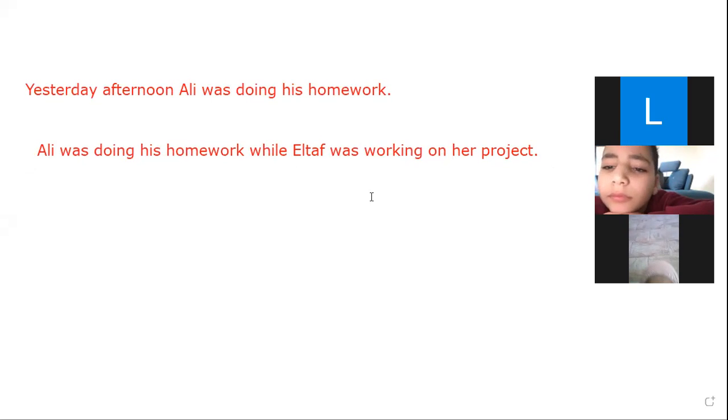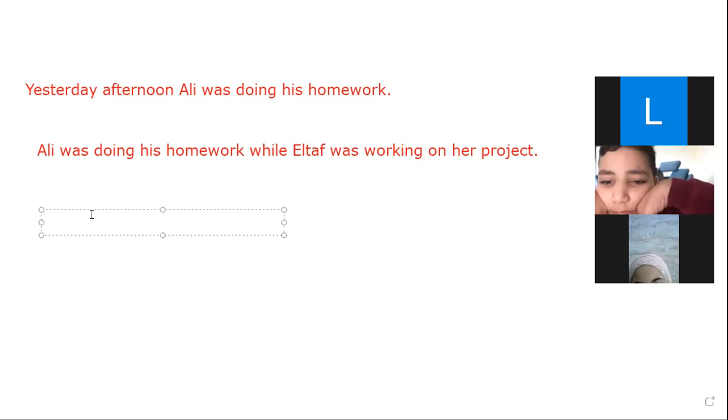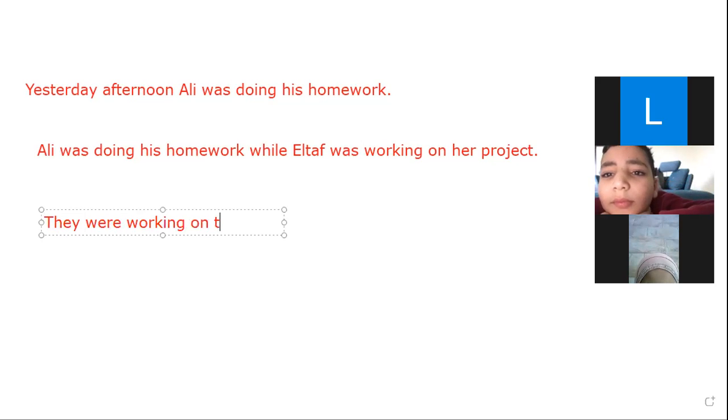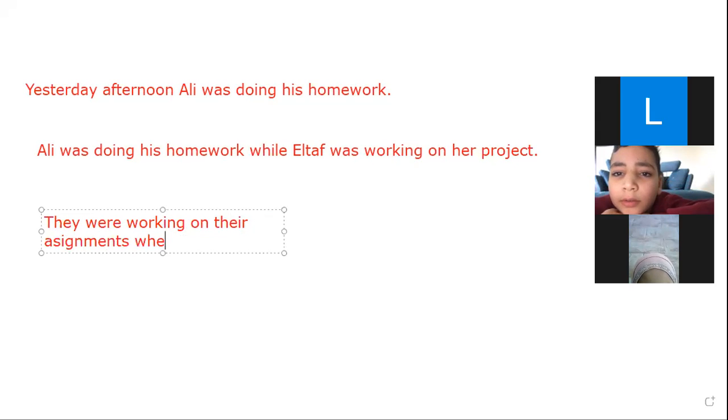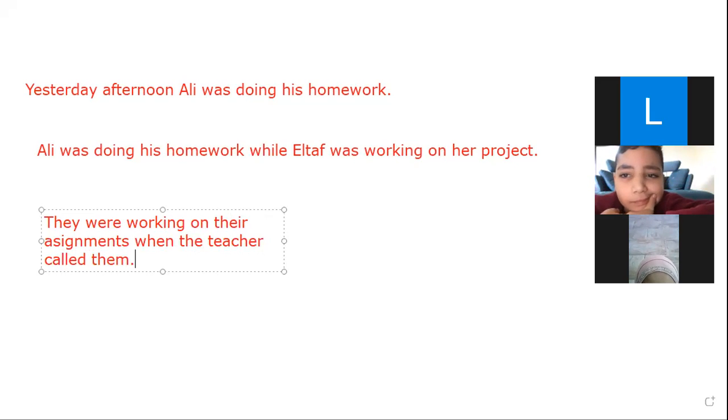Okay, let's now imagine that Ali and Iltaf were working and I came in. So here, what did I do? I called them, so I interrupted them. They were in the middle of doing something and I interrupted them. How? Let me show you. They were working on their assignments when the teacher called them.